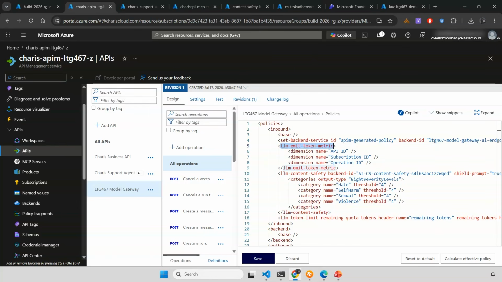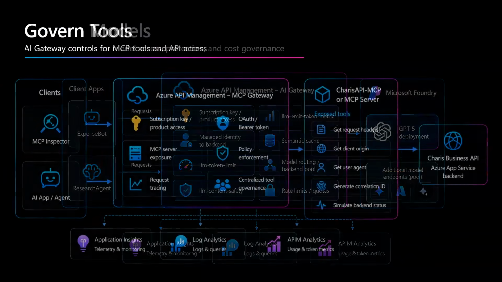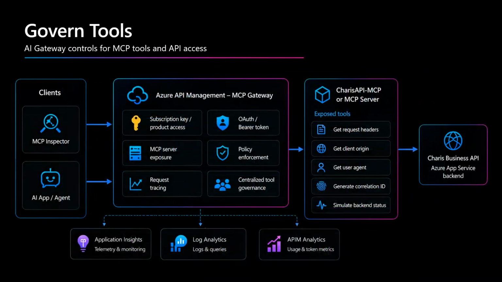The next thing that I'll quickly show you is the governance of tools. In this case, I have an MCP, I have an API that's running in the back end of the environment.